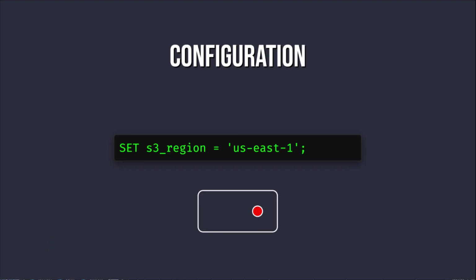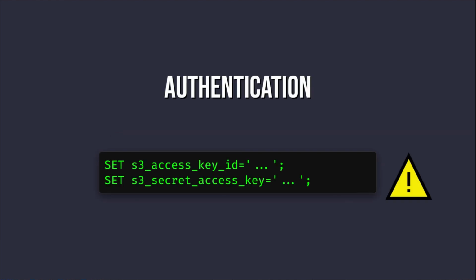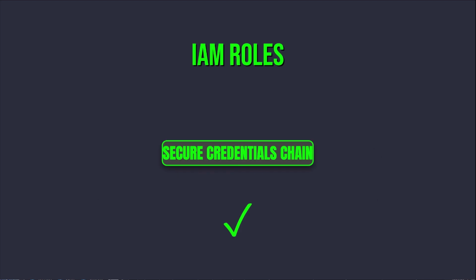Accessing S3 requires configuring credentials within the DuckDB session environment. Use SET s3_region to specify the bucket location, for example, us-east-1. Authentication relies on either environment variables or explicit configuration using SET s3_access_key_id and SET s3_secret_access_key. For production environments, always prioritize identity and access management roles or temporary security credentials over hard-coding static keys directly into configuration files.